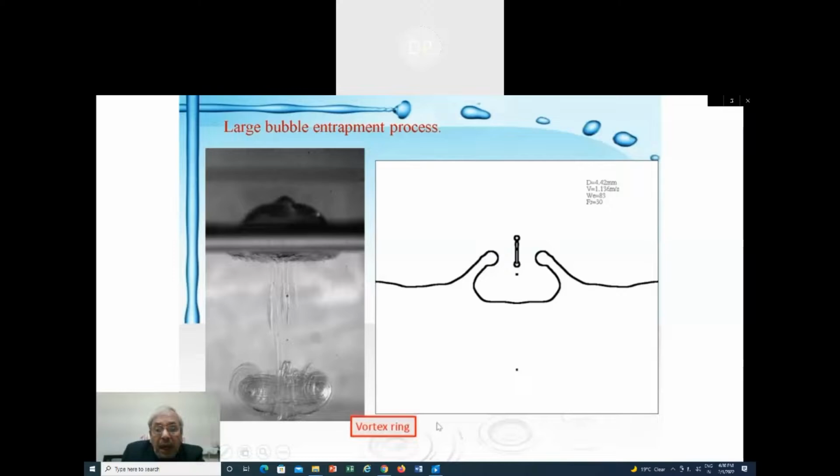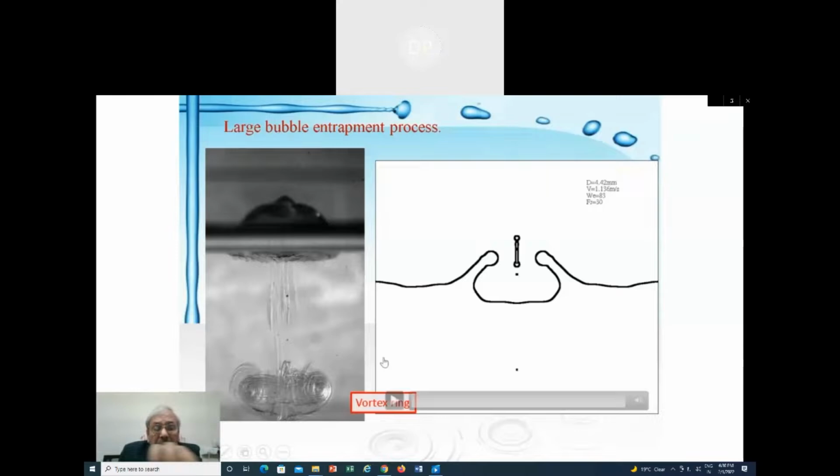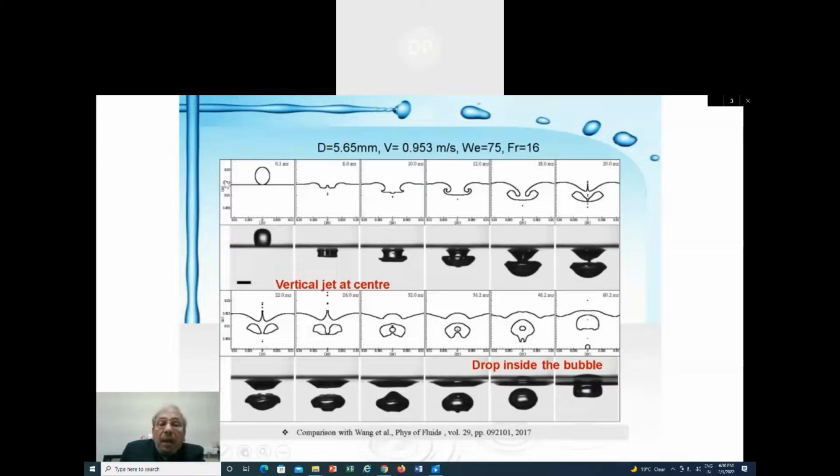And additionally, I will make a remark for everyone that Professor Wang got a beautiful vortex ring. Capturing such a vortex ring inside the liquid pool is quite difficult, and colors or different dyes are usually used to capture such rings. But here, with a simple halogen lamp, he could capture this vortex ring. It's a toroidal ring, so the two-dimensional view looks like this. Now we will look at other results of large bubble entrapment.